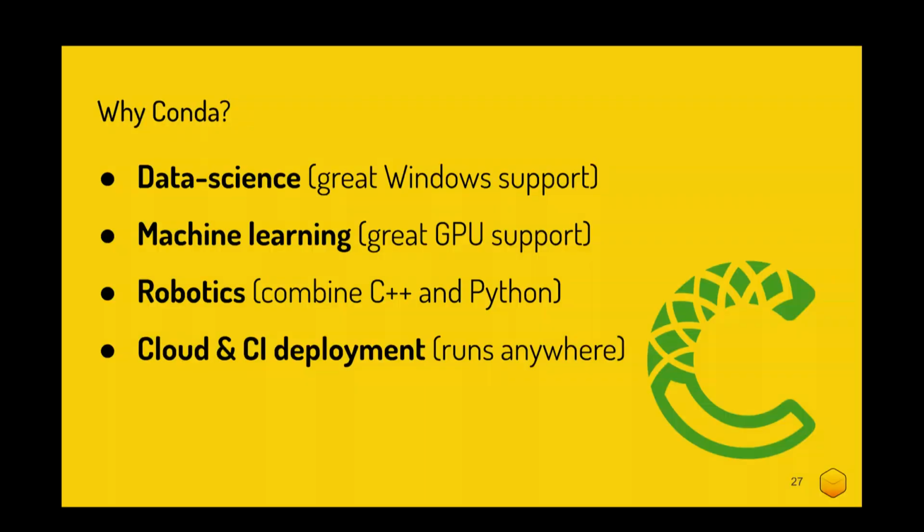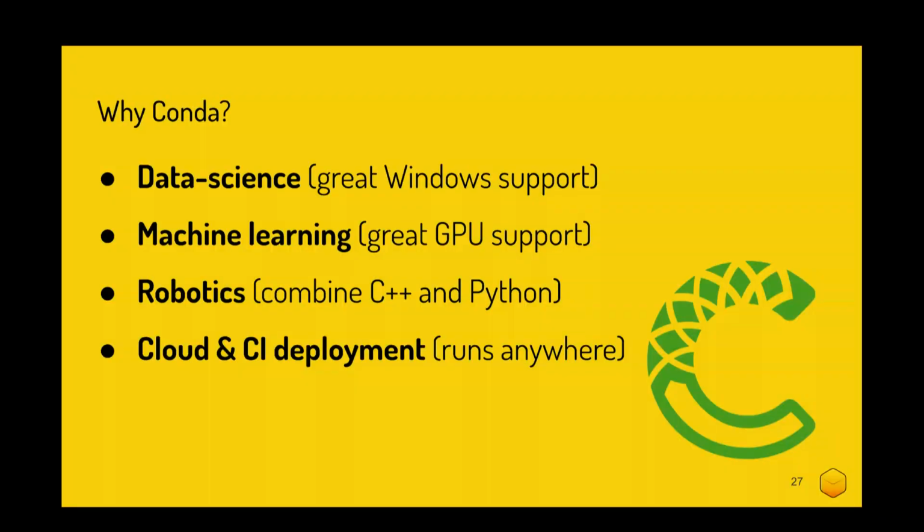You may ask why we are using Conda. There are 4 points, in my opinion. The first one, it has great support for data science. It basically has a lot of libraries that support Windows, so it's very easy to install them on your Windows platform. It's also great for machine learning. It has a lot of GPU accelerated packages that you can very easily install with Conda. It's also a great fit for robotics because you can combine C++ and Python together. And it's also very nice for cloud or edge deployment because you can run Conda packages everywhere. You can think of them like a very minimal Docker.